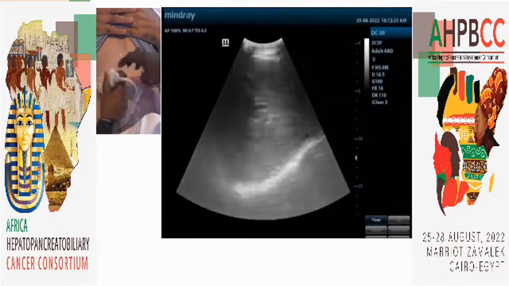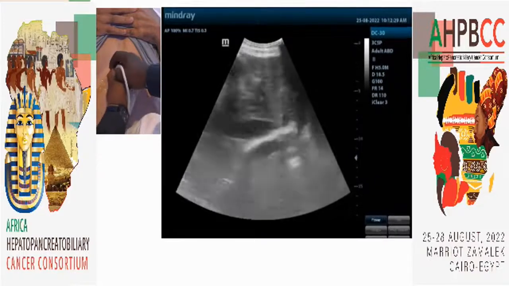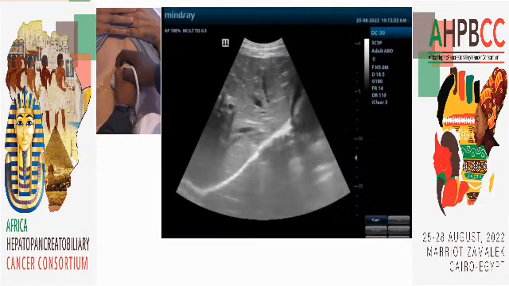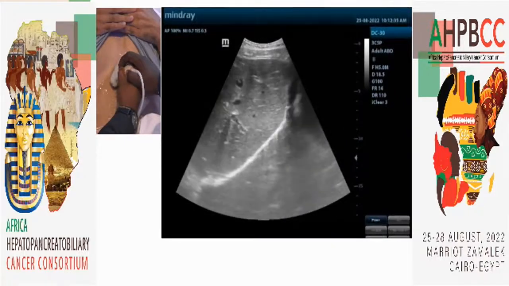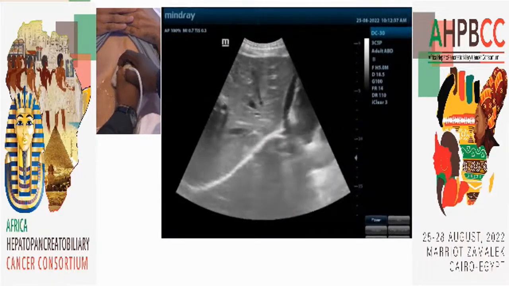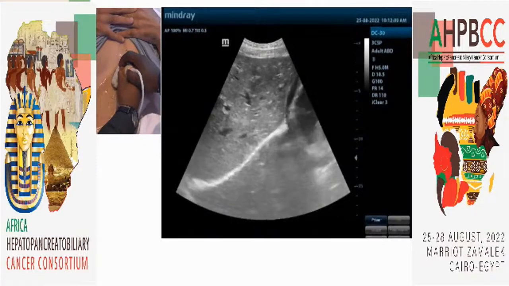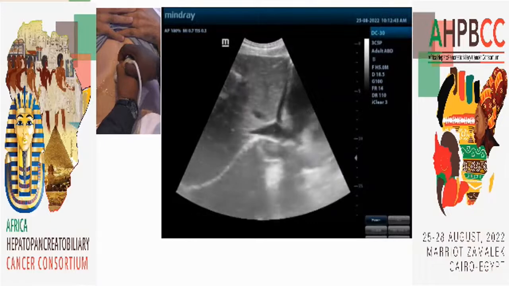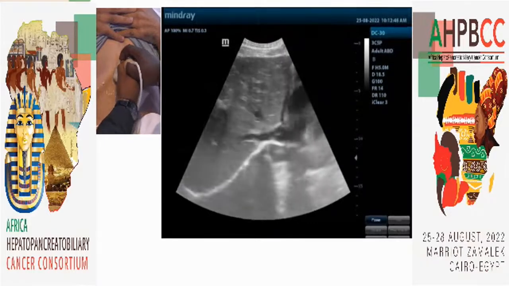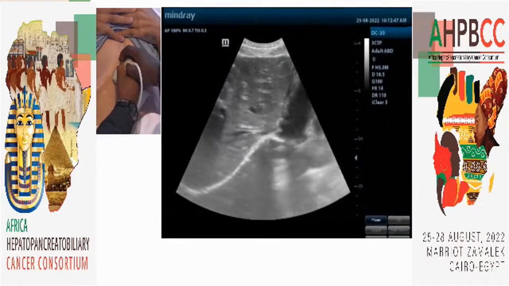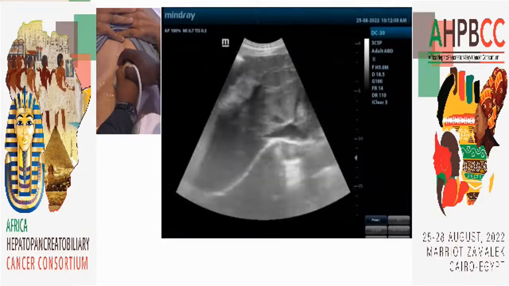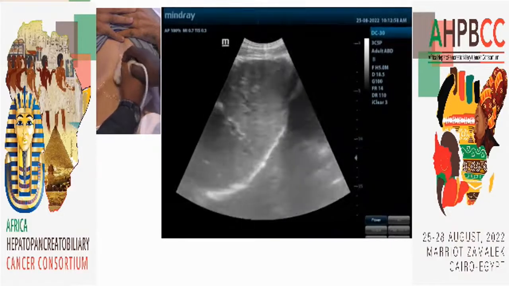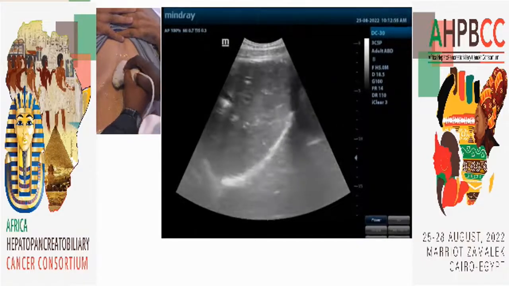The focal lesion is small. The focal lesion is in a very critical location. So you see in this view, you now find the small focal lesion. It's in segment 7. It's now clear. It's isoechoic, close to the right branch of the hepatic vein, right? So you can see the lesion there. Perfect.